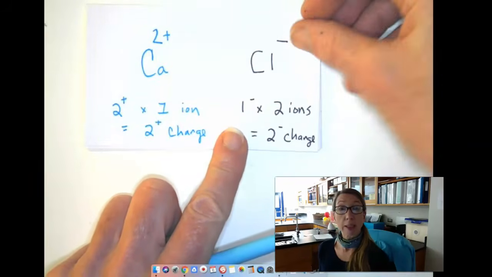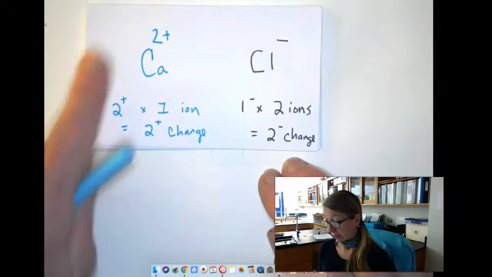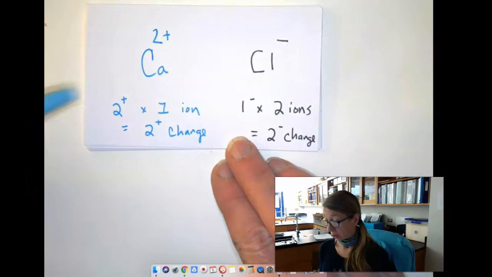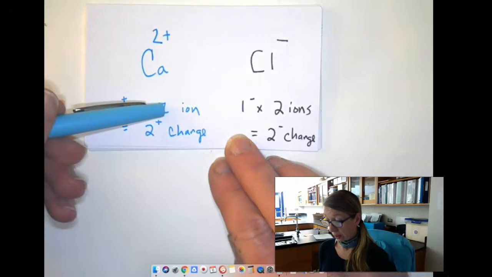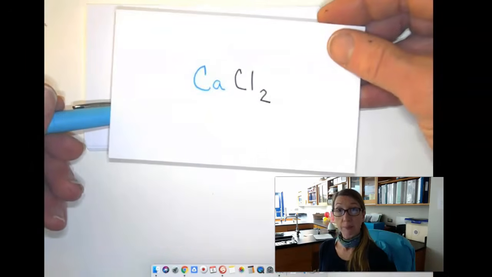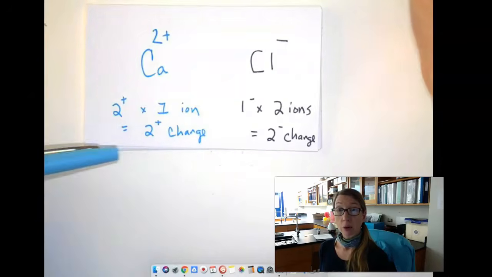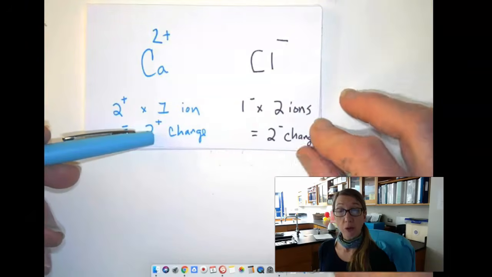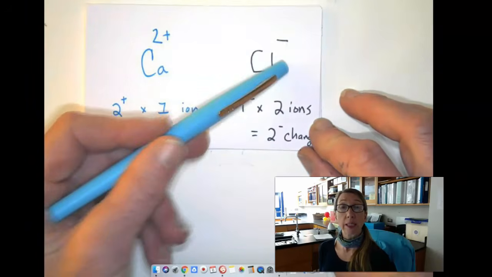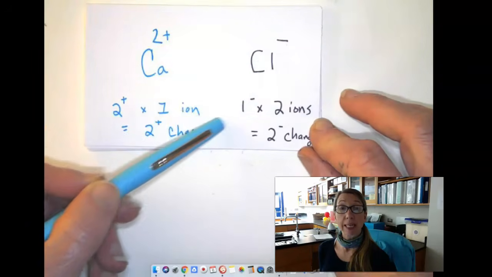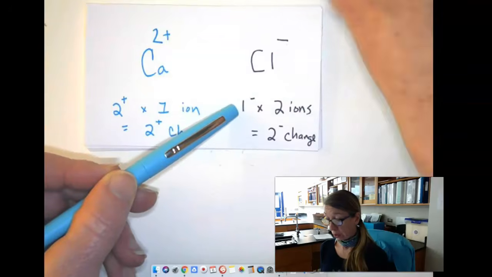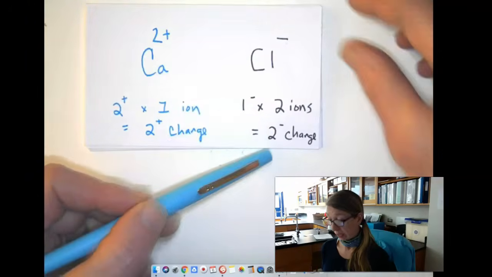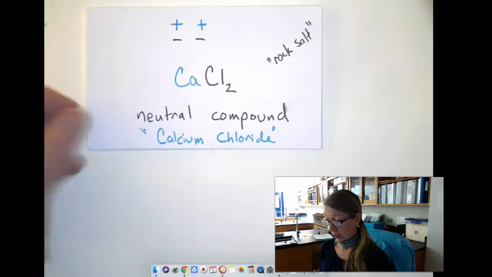Let's double check. Calcium tends to give away 2 electrons. So that's a +2, and there was only 1 of them in this formula, and so they would end up with a +2 charge. Chlorine tends to gain 1, and so it's a -1 charge, but we decided we need 2 of them. And so we'll end up with a -2 charge.